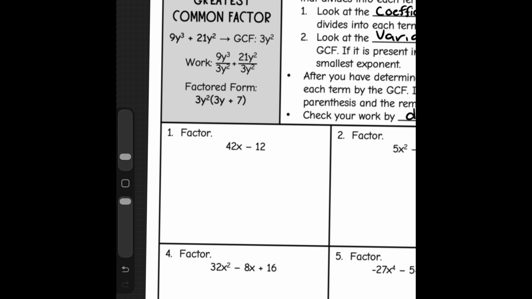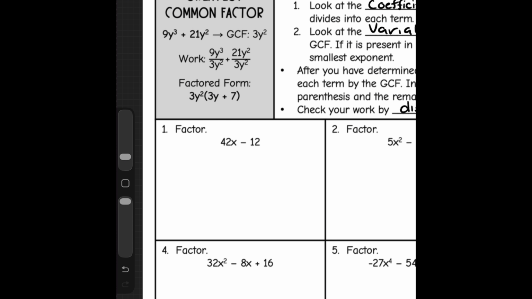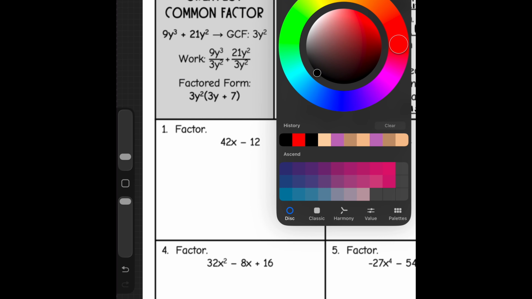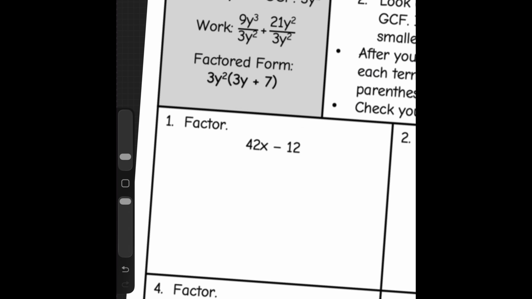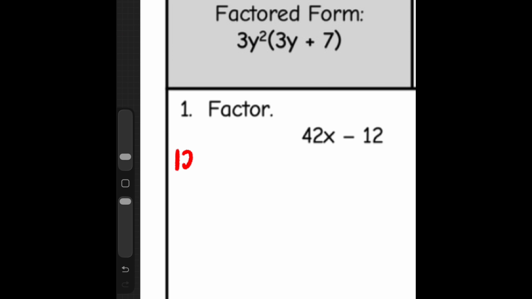We're going to factor 42x minus 12. The way that I like to do this is I take the factors of the smallest number, in this case 12, and write them out. So we start with 1: 1 times 12. Then 2: what times 2 is 12? We get 6. Then 3: what times 3 is 12?